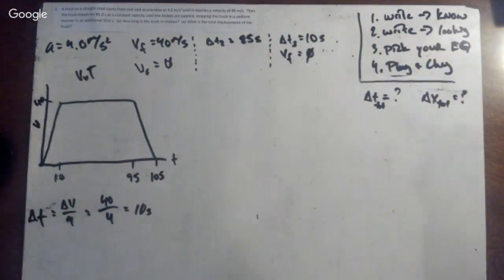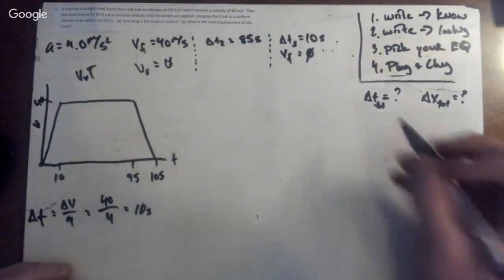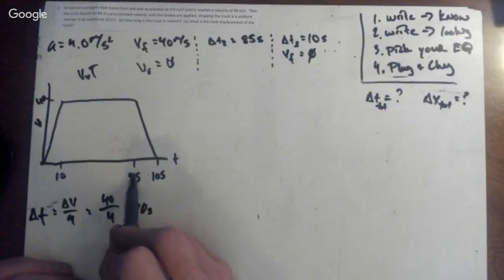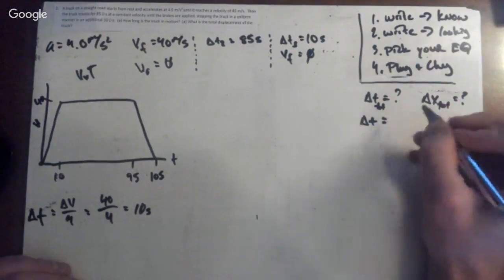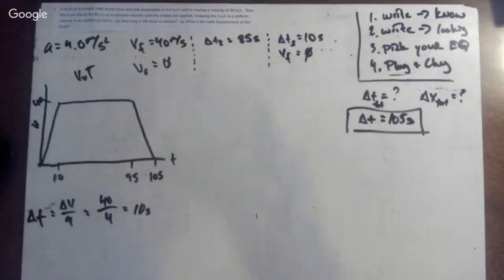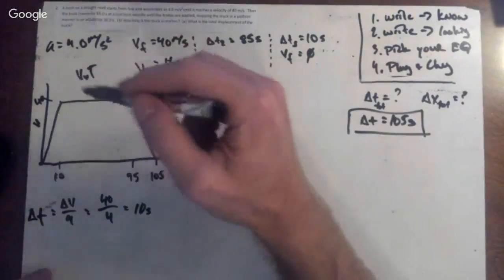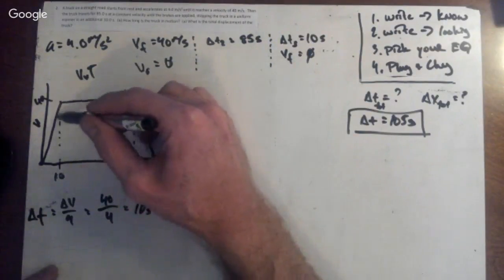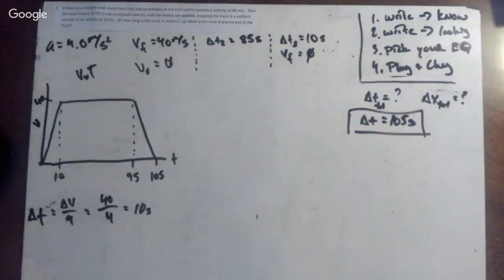Now if you pay close attention, what we've just done is actually calculate the total time. We had 10 seconds here, 85 more seconds, and then 10 more seconds. So our total delta t is 105 seconds. Now we're going to do what I did in my very first problem and calculate the area under this curve in order to get our total displacement. I'm going to do it that way and then show you how it is actually the hard way, but don't be afraid.